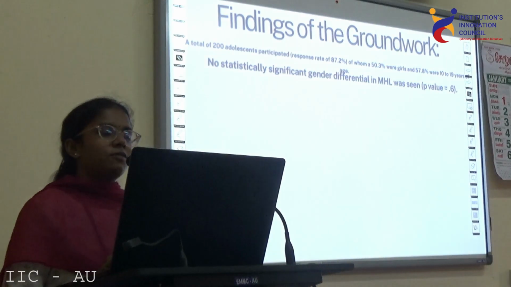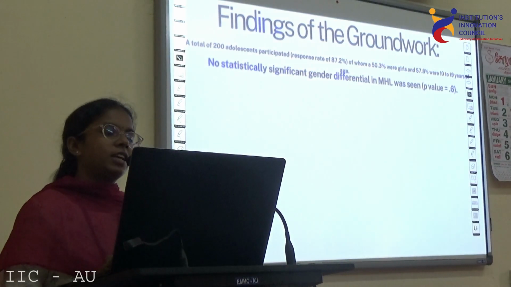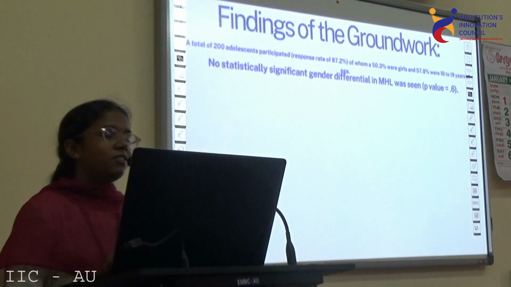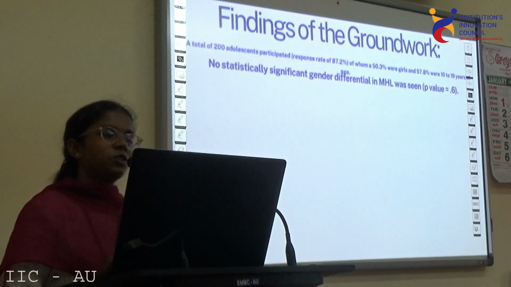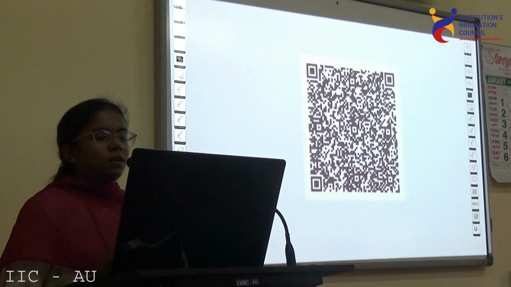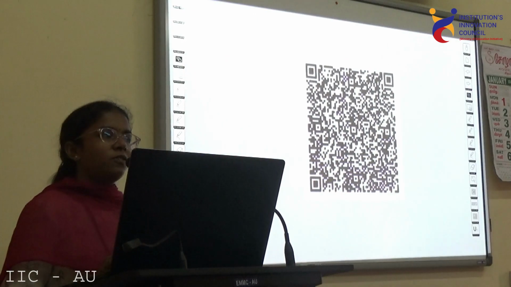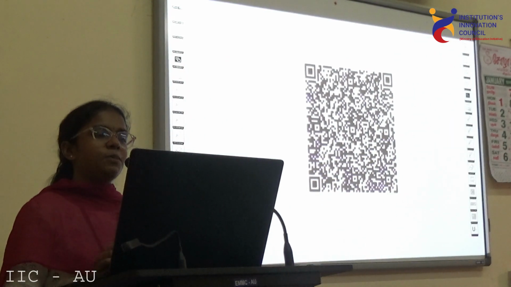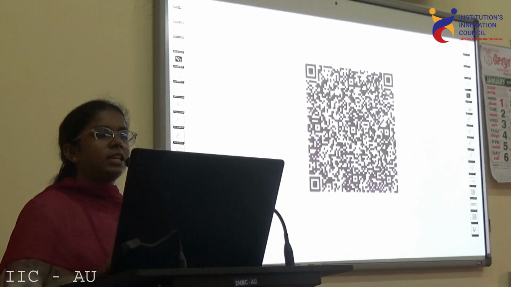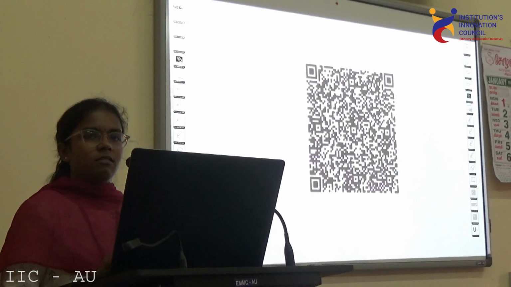So in our findings, we found that there is no significant difference between genders, but there is a significant difference between the geographical locations. And this is the QR code where you can scan and analyze the prototype of the app and how it can work. You can see. Thank you.